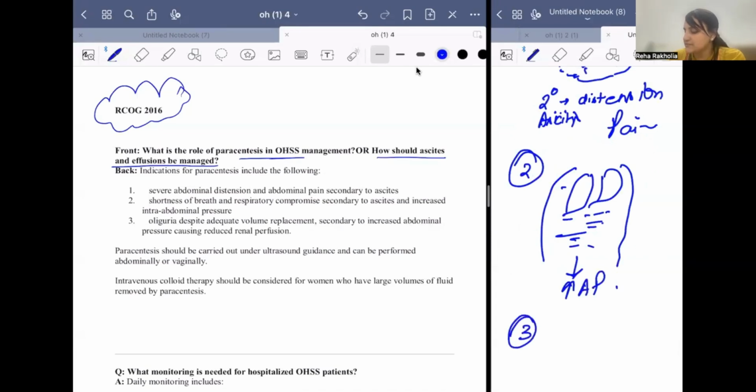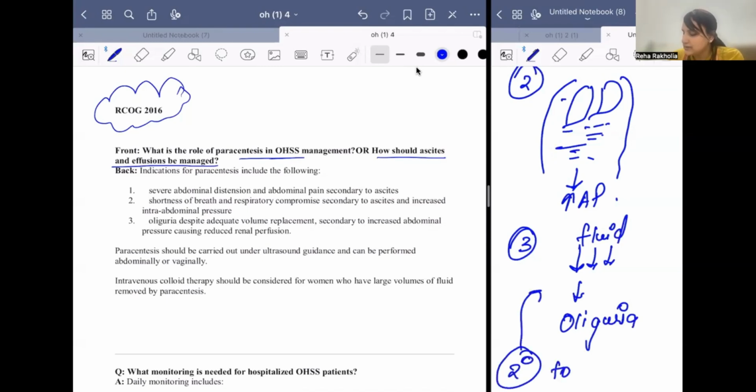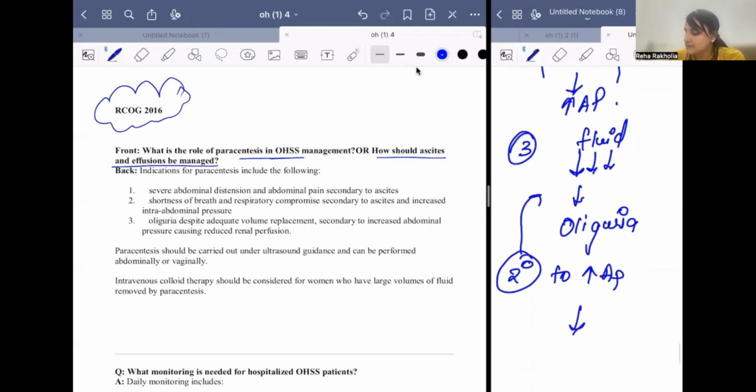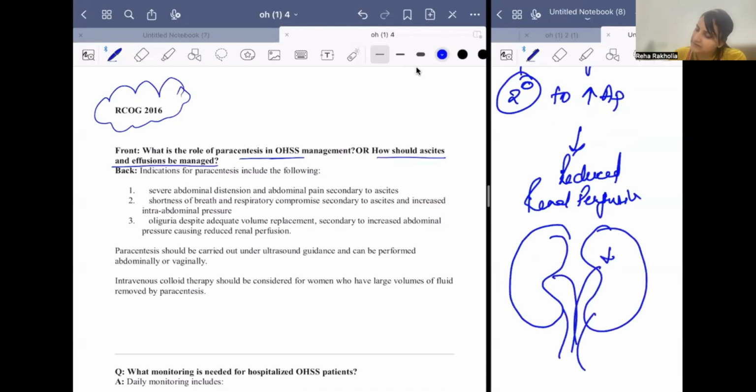Third is oliguria despite adequate volume replacement. Even if we are giving adequate volume of fluid, even then there is oliguria. And why is this happening? Secondary to increased abdominal pressure causing decreased renal perfusion.